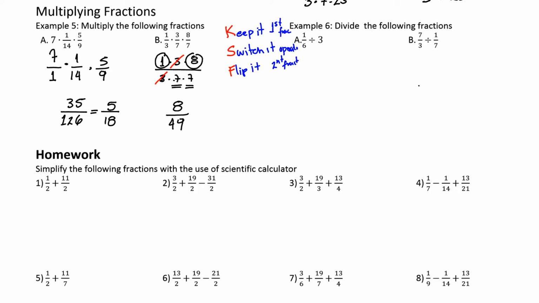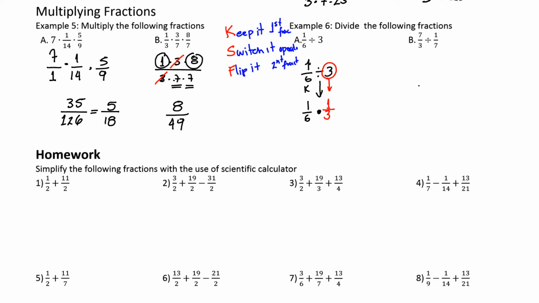So let's look at example 6, letter A. We have 1 over 6 divided by 3. If we follow keep it, switch it, flip it, we have to keep the 1 over 6. We have to change the division sign to a multiplication. And we have to change the second fraction. Now, that means that for us, we have to change 3 into 1 over 3.